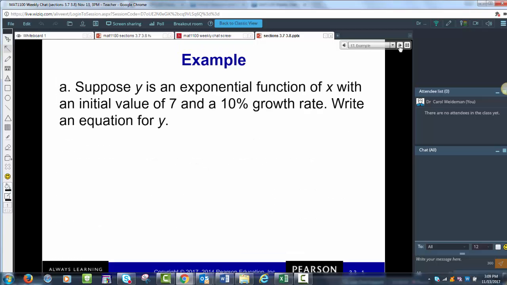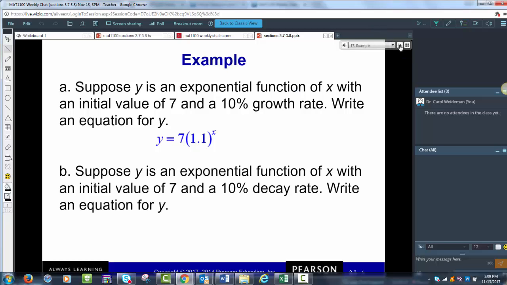So suppose y is an exponential function of x with an initial value of 7 and a 10% growth rate. Write the equation for y. Now the growth rate is going to have to be, we start at 100 and then we add, in this case, 10%. So this is where we had learned about the multipliers before. So that b in the equation, the initial is 7. The b here is going to be 1.1 because that represents a growth of 10% per time period of x, whatever x happens to be.